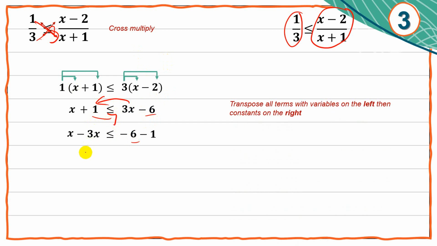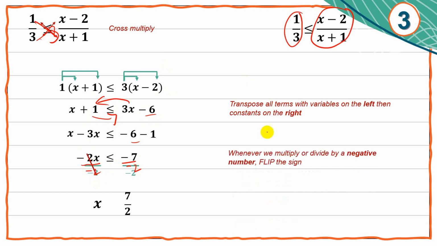Then simplify x minus 3x, okay, is negative 2x. And then negative 6 minus 1 is negative 7. Then we divide both sides by negative 2 since we need to isolate x. And when you are dividing both sides by a negative or multiplying or dividing both sides by negative, the resulting answer or the inequality symbol must be flipped.